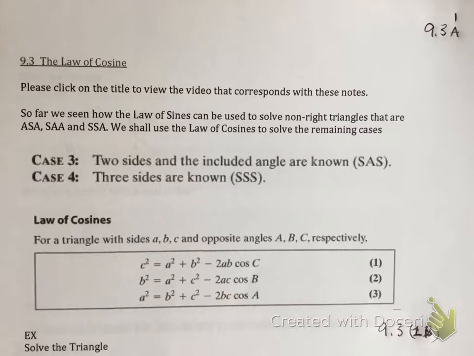Right, this is 9.3, the law of cosines. So the law of cosines is used for cases when we don't use the law of sines. There are two cases when we use the law of cosines.